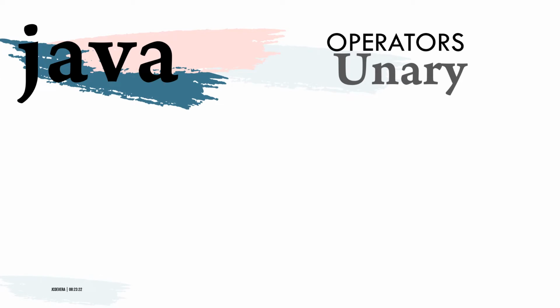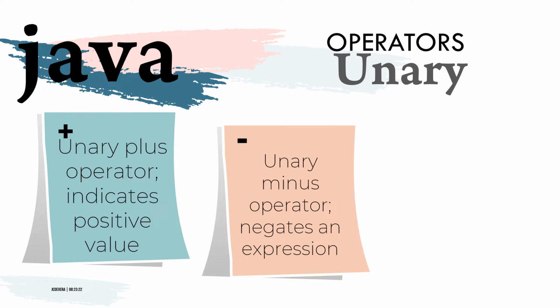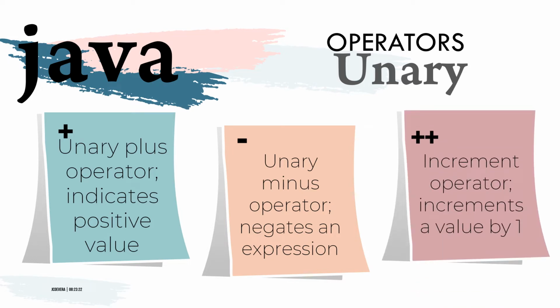The unary operators. Okay, this is the symbol for the unary plus operator. It indicates a positive value. This is the symbol for the unary minus operator. This negates an expression. The increment operator is represented by a double plus sign. What it does is increment the value by one. When we say increments, it adds one to the value, or sa wikang Pilipino, dinadagdagan niya ito ng isa.